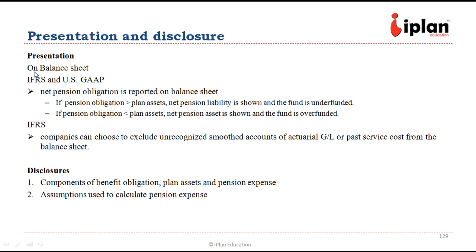The presentation and disclosure regarding these post-employment benefits. So on balance sheet, under both IFRS and US GAAP, the net pension obligation is reported on balance sheet. If the pension obligation is more than the plan assets, then there will be a net pension liability which should be shown, and the fund is underfunded. And if the pension obligation is less than the plan assets, since we have more value in the plan assets than the obligation we have, in that case the net pension asset is shown in the balance sheet and the fund is called overfunded.